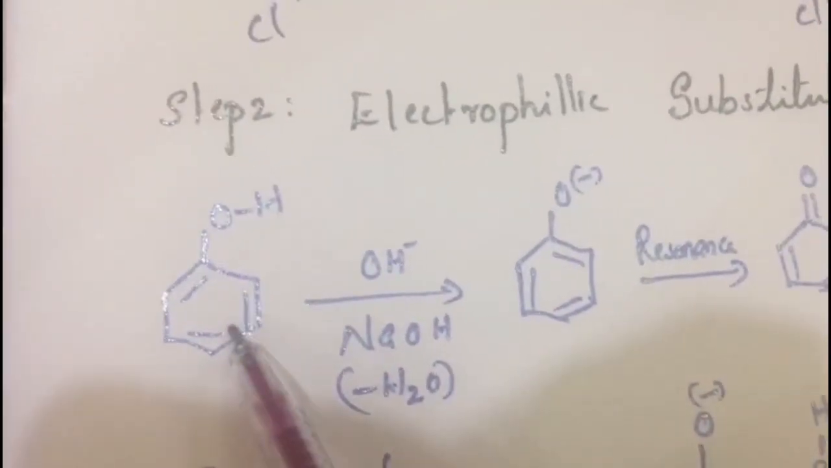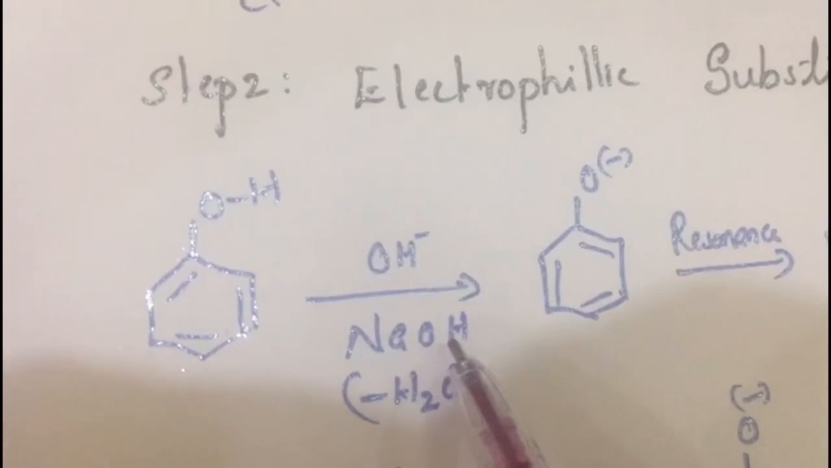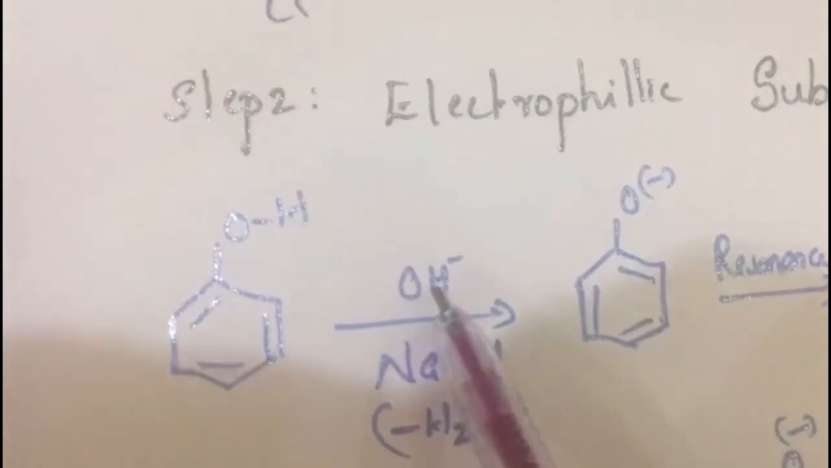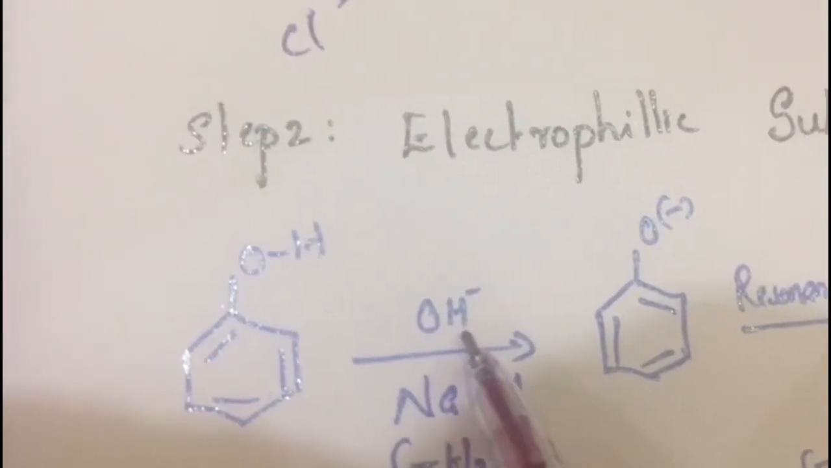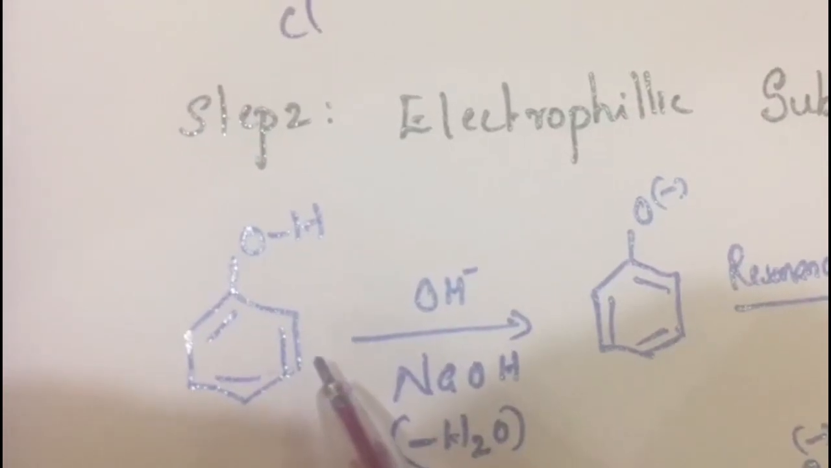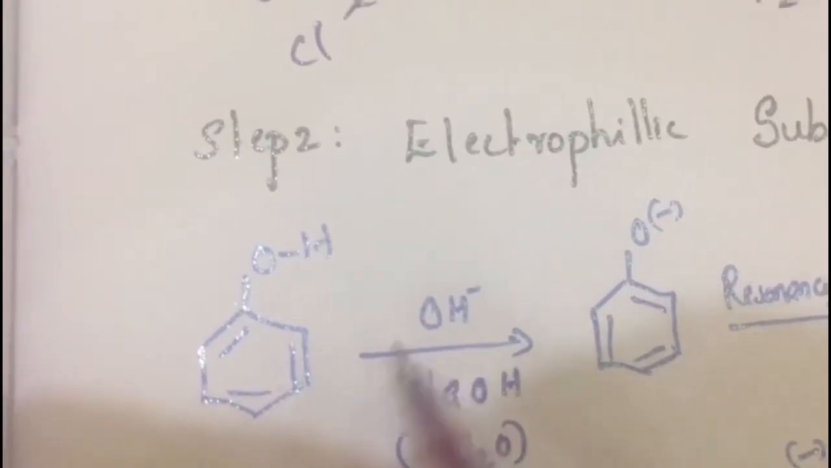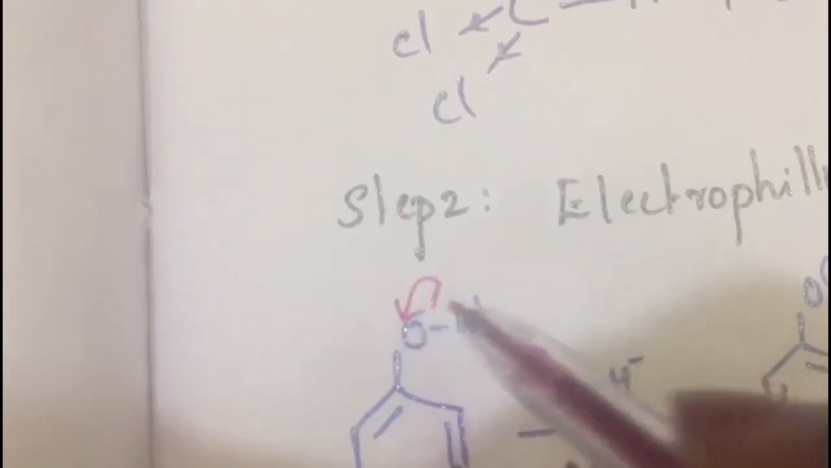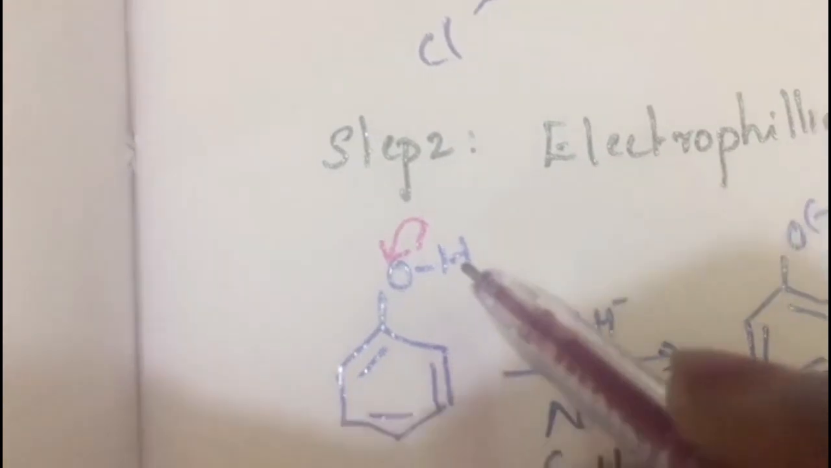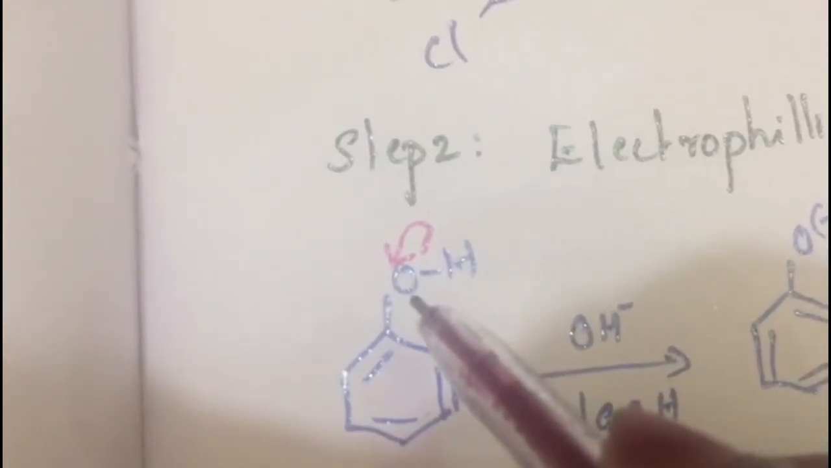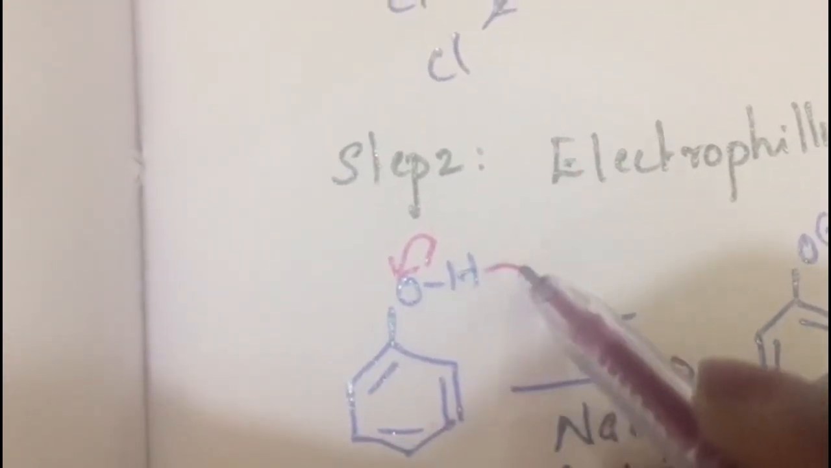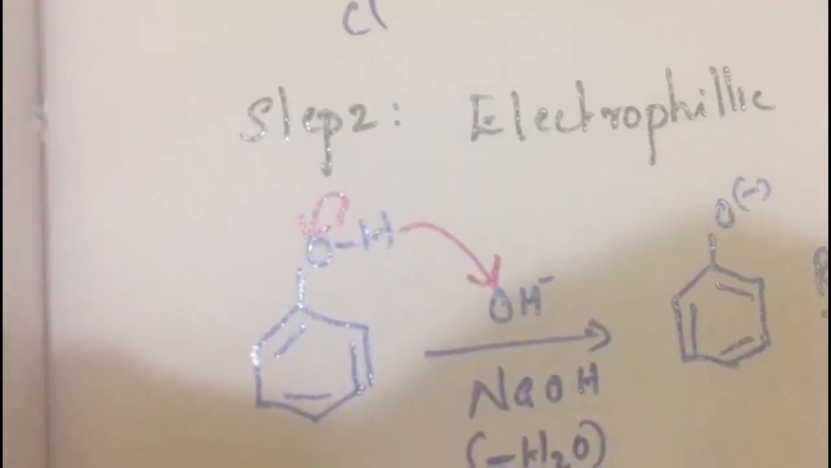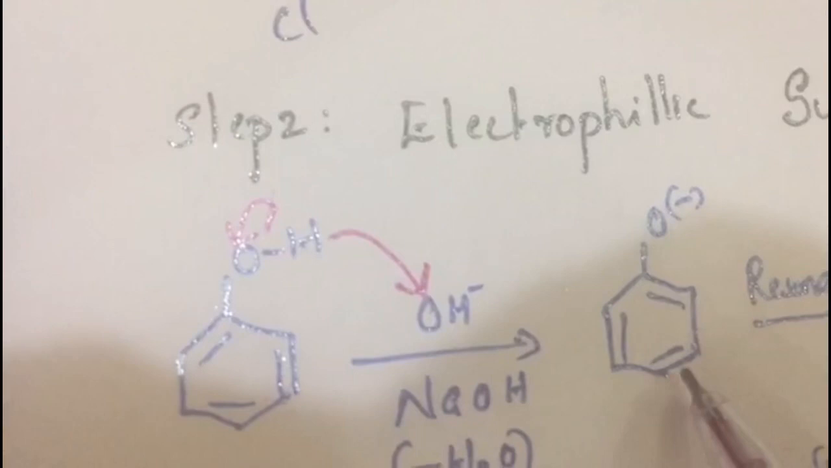So we have taken here phenol. Phenol on reaction with sodium hydroxide. The sodium hydroxide will give OH minus ion. We know phenol is weakly acidic, so it has a tendency to lose H plus ion. So this phenol will lose H plus ion. This hydrogen atom will lose its electrons to this oxygen and it will be lost as H plus, and this H plus will be taken by OH minus ion and that will form phenoxide ion.